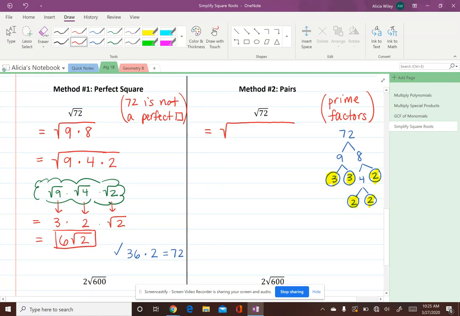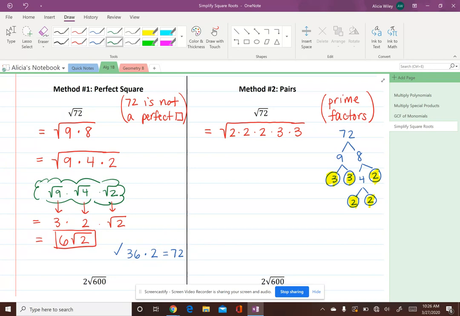The other thing that I suggest is to write your numbers in order, grouped together with their like numbers. So I like to write all my 2's first, all my 3's next, all my 5's after that, and so on and so forth. It makes this method a lot easier to use. As I go to do the next step, what I'm going to be looking for is pairs of numbers.